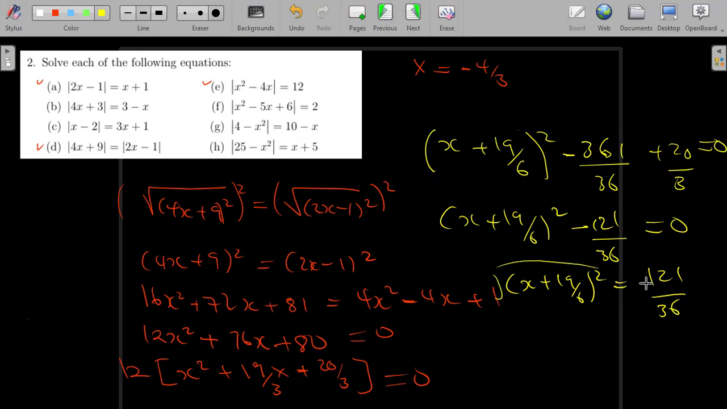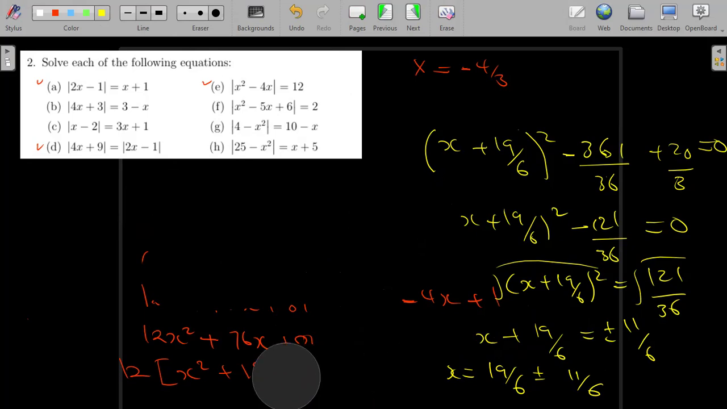Introduce the square root on both sides. So I'll have x plus 19 over 6 here, then this here will be 11 over 6. Of course, we say plus minus. Then I'll say x is equal to negative 19 over 6, then plus minus 11 over 6.